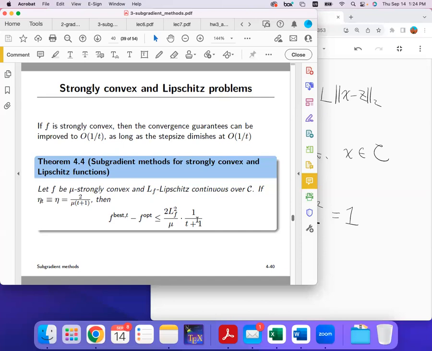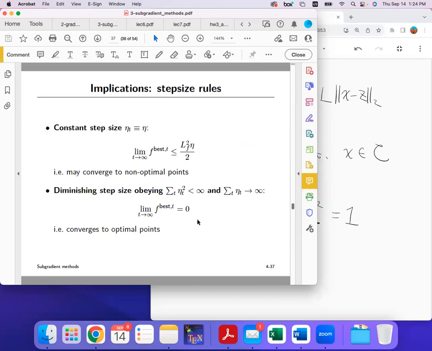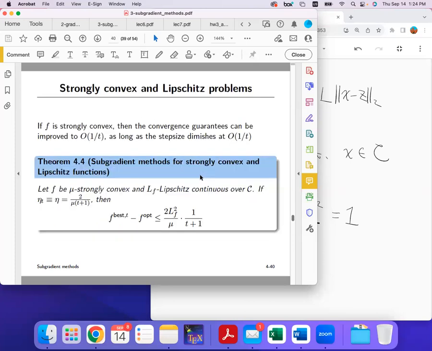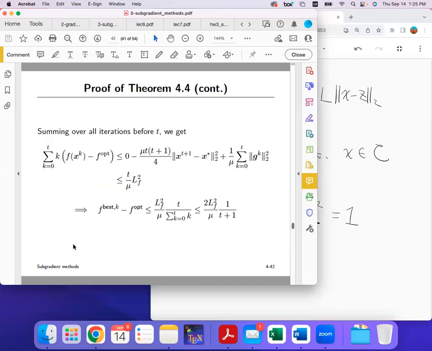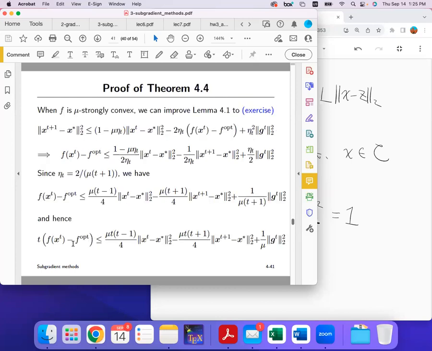If you compare this with the convex result, the convergence is 1 over square root of t, but here it is 1 over t. So clearly this one is much faster. 1 over t decays faster than 1 over square root of t. So this is the result for the class of strongly convex problems. And the proof is very simple, so I will only talk about the difference.